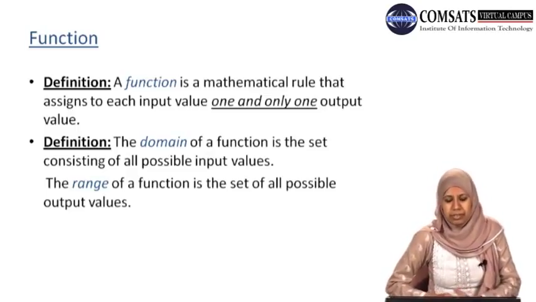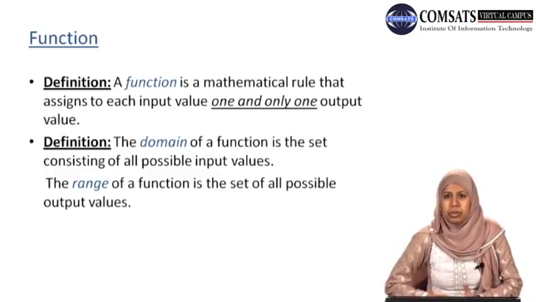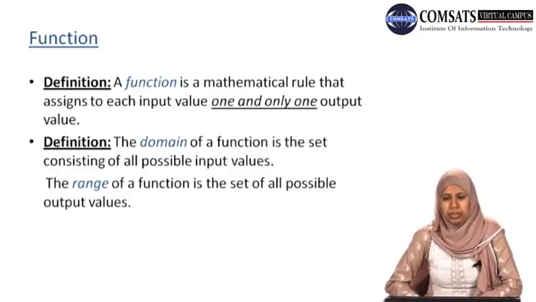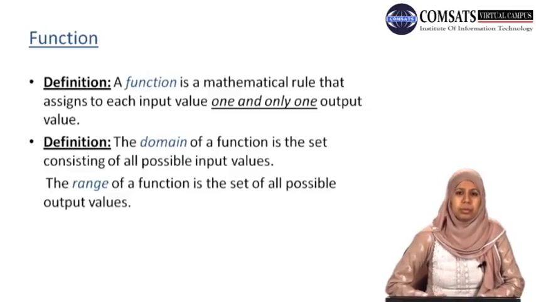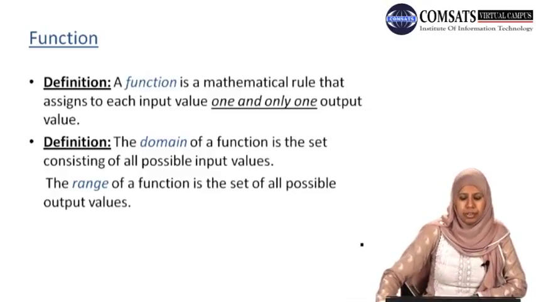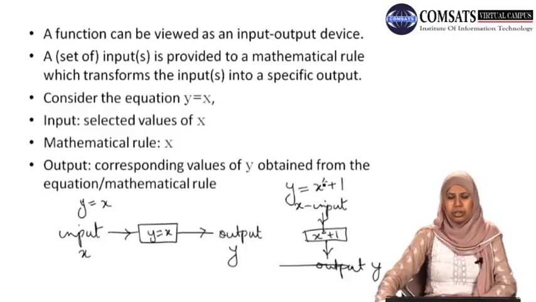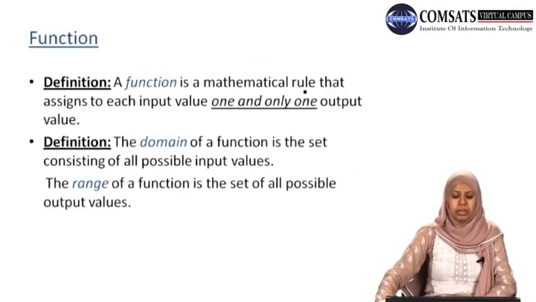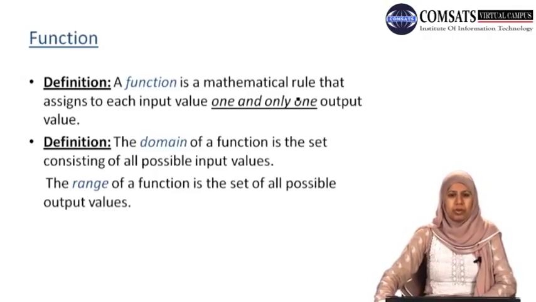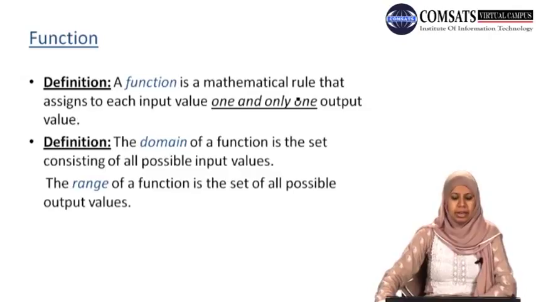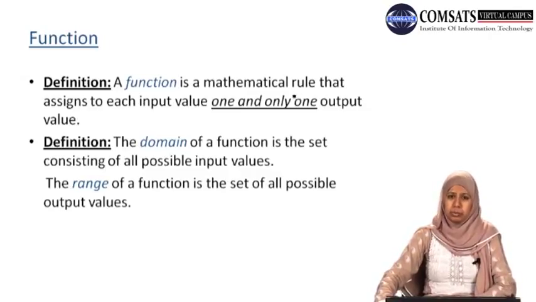Now, in the previous slide we have talked about input or set of inputs. So the domain of a function is the set consisting of all possible input values. So all possible values of x in our previous two examples, that is in our first example y equals x, all possible values of x will be our domain. In our second example, all possible values of x will be our domain for the mathematical rule x squared plus 1. So the domain of a function is the set consisting of all possible input values, and the range of a function is the set of all possible output values.